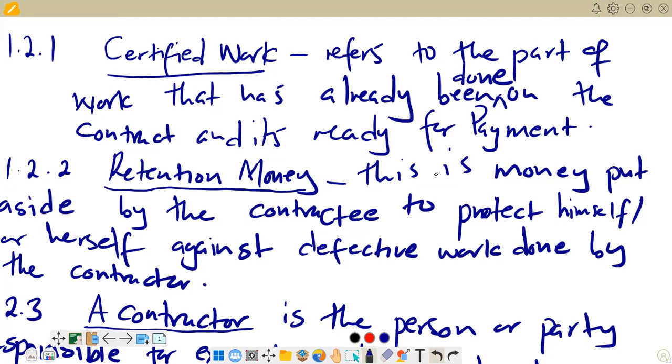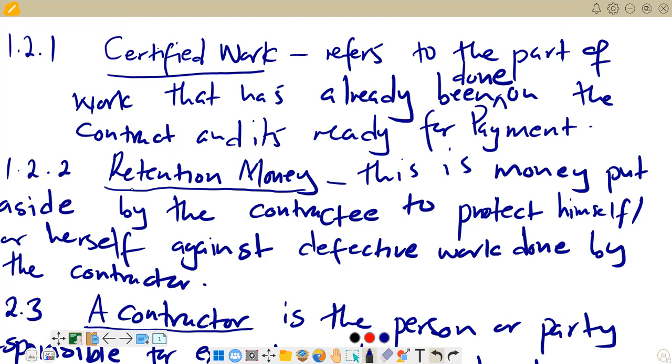And remember that part of work should be certified by the architect for us to regard it as certified work. So basically, I can repeat the definition here. It refers to the part of work that has already been done on the contract and it's ready for payment. So that's what we have in terms of certified work.